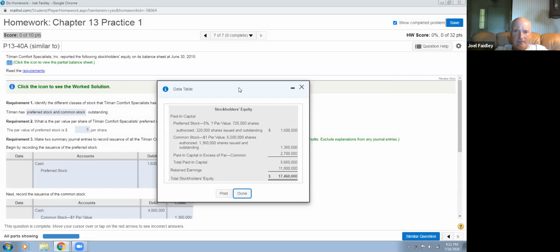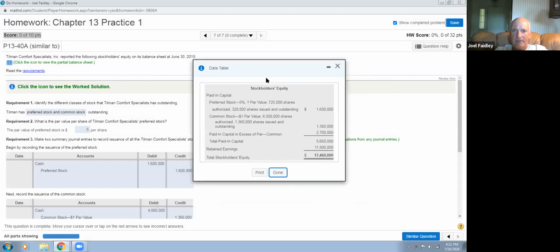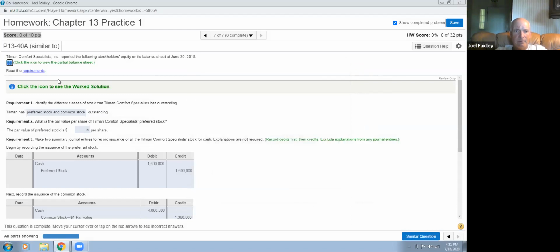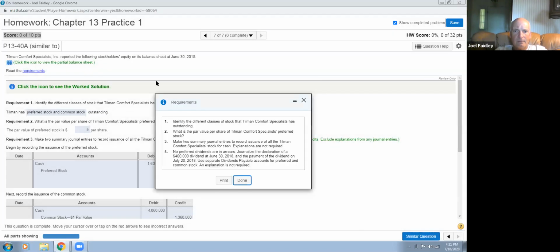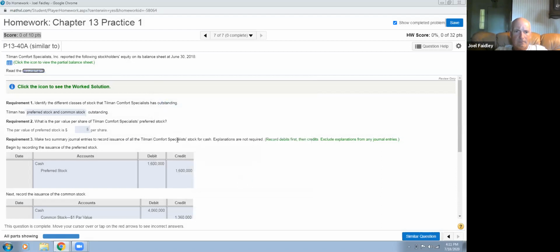What kind of stock? And this is looking at a balance sheet. Obviously, they have preferred stock and common stock. $5 per share is the par value. Make 2 summary journal entries to record issues of the stock. That must be in the requirements, maybe. Make 2 summary journal entries.